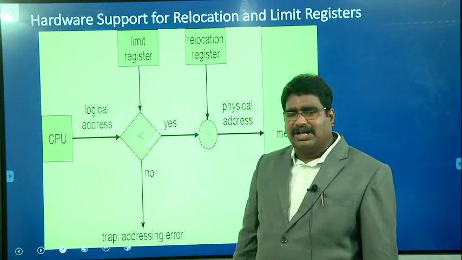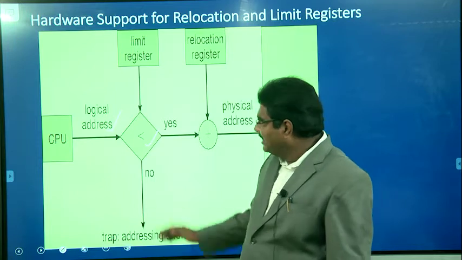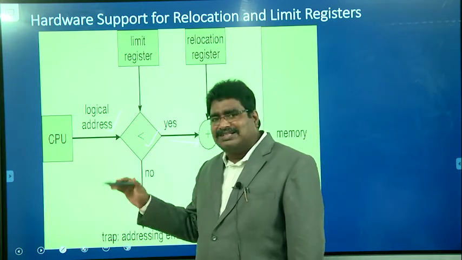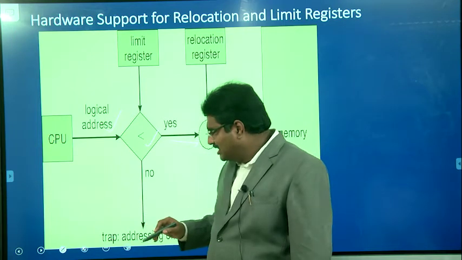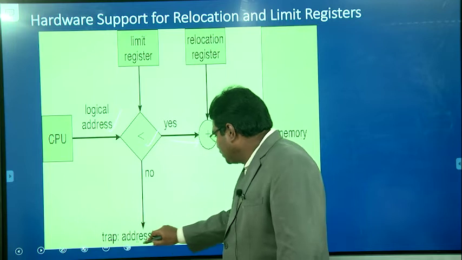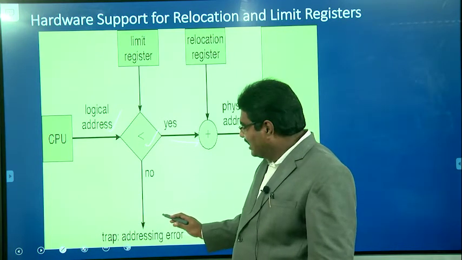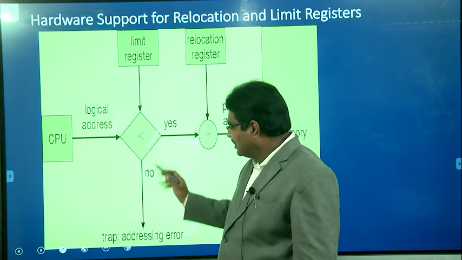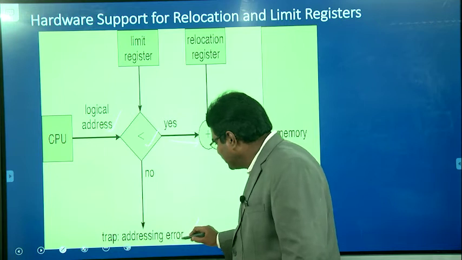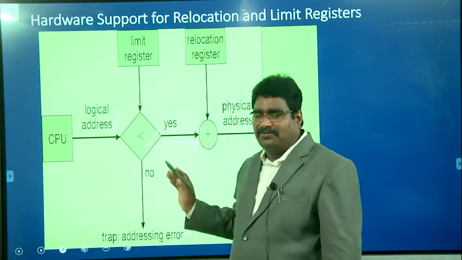That is, if the logical address is less than the limit register, then it is directly allowed to the next step. If it is not, that is, the logical address is greater than or equal to the limit register, it is an error. So automatically an addressing error is generated, and it is not allowed to access the particular physical address.